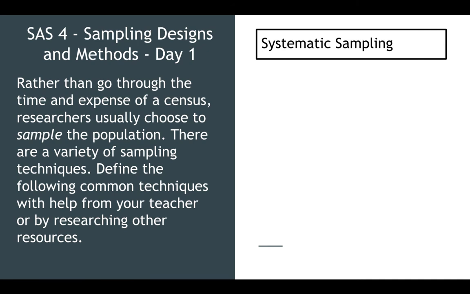Systematic sampling. What do we think that is? Well, what does the word systematic mean? It means there's some system involved in creating whatever you're doing. So in this case, in a systematic sample, we use some kind of function or some kind of means to determine who is in the sample out of the population.